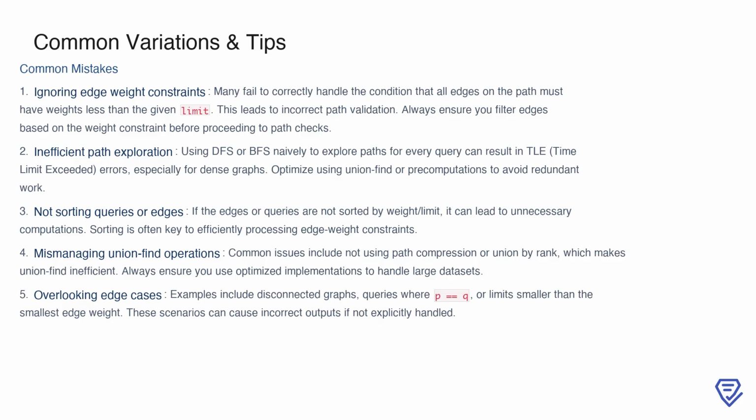Sorting edges or queries by weight or limit is another essential step that many skip, leading to unnecessary computations. Mismanaging union find operations is also a common pitfall. Using unoptimized implementations without path compression or union by rank can drastically slow down your solution. Finally, don't forget to account for edge cases, such as disconnected graphs, queries where the source and destination nodes are the same, or limits smaller than the smallest edge weight. These scenarios often trip up solutions that don't handle them explicitly.